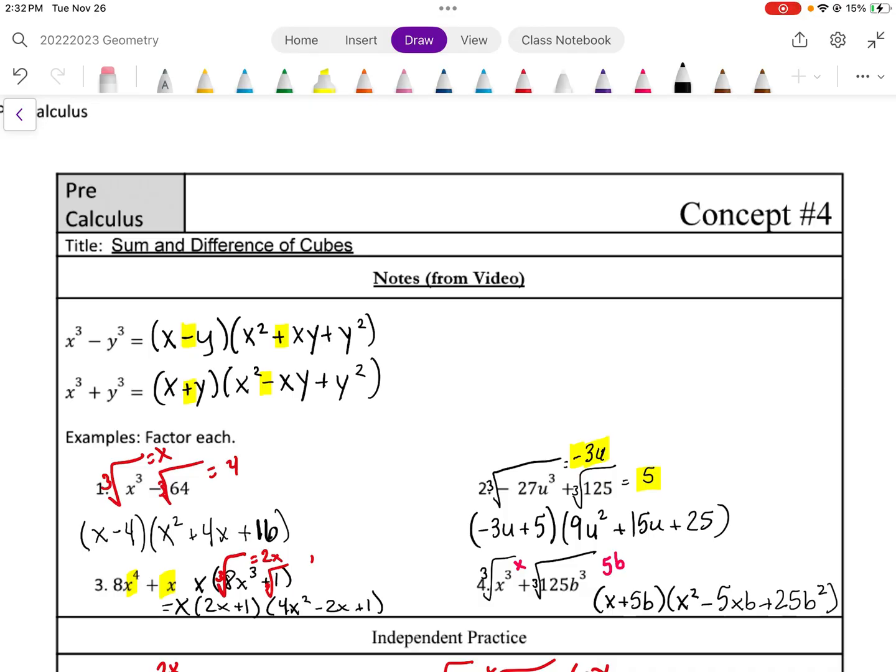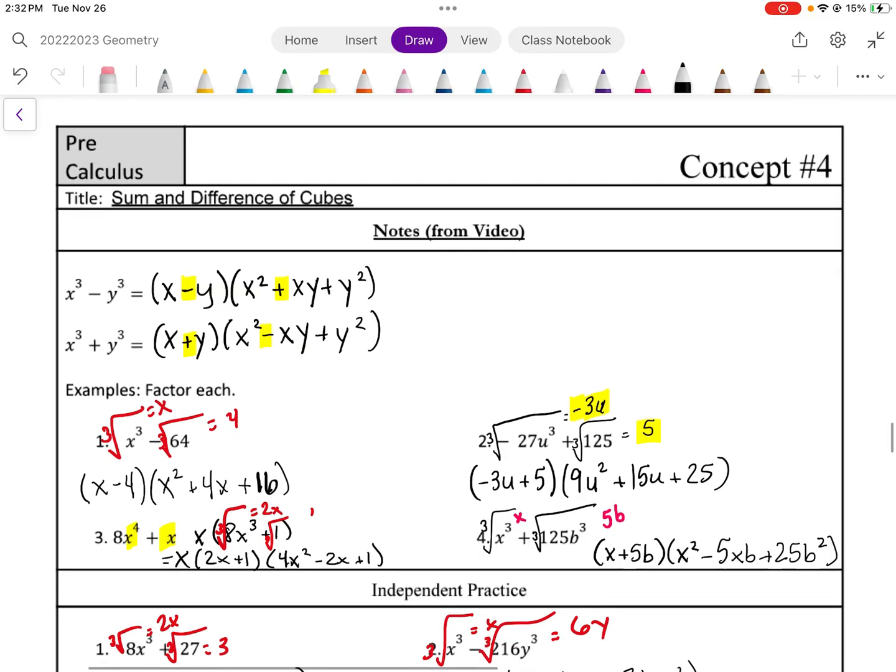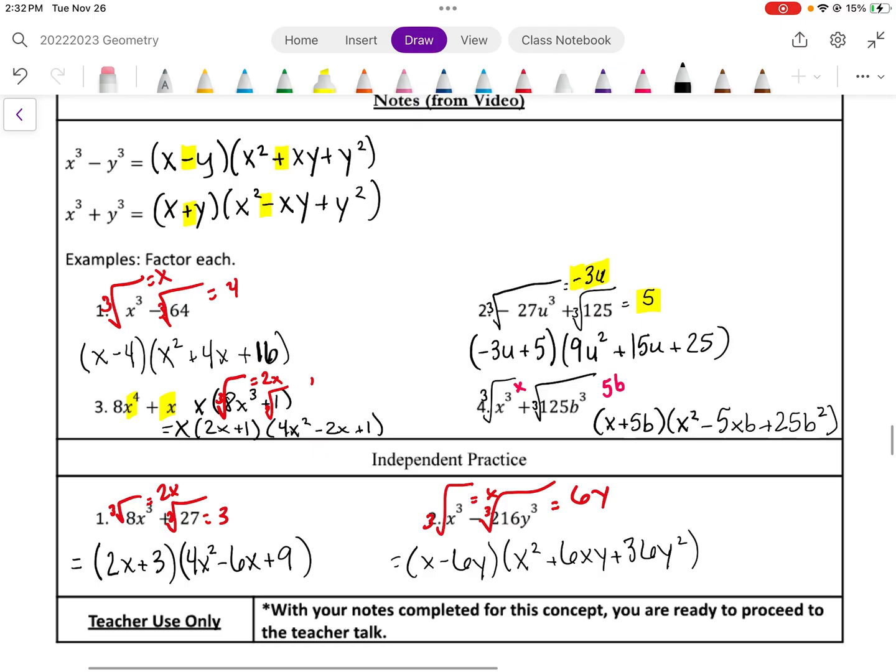There you go. So you have a couple to practice. Pause your video. Make sure you do those independent practices. When you are ready, you can unpause, and here they are.